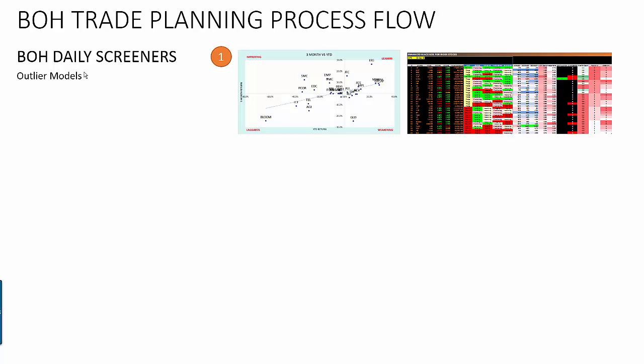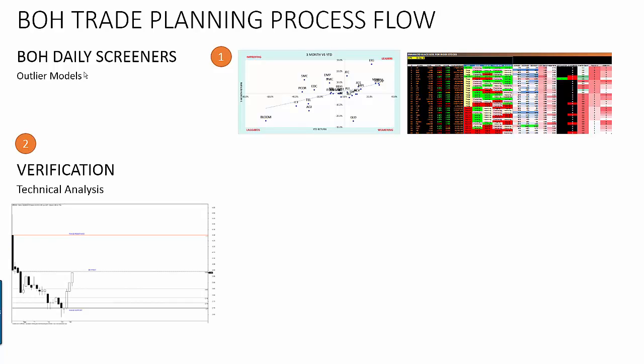So we first start off with yung daily screeners natin na using yung outlier models natin. Ang outlier models natin, yung scatter plot at yung black box. Once you've narrowed down the names that you would like to consider for your trades, then you move on now to the second portion, which is verification.